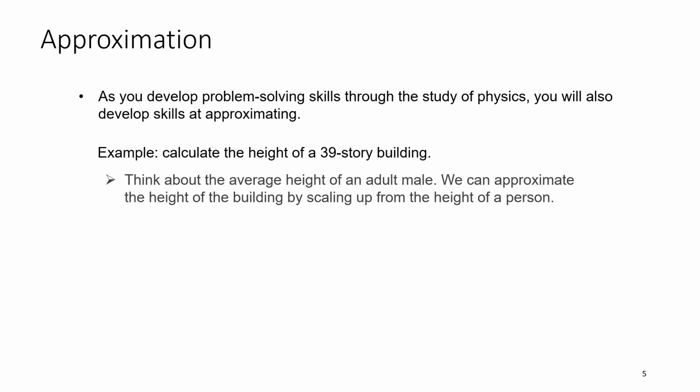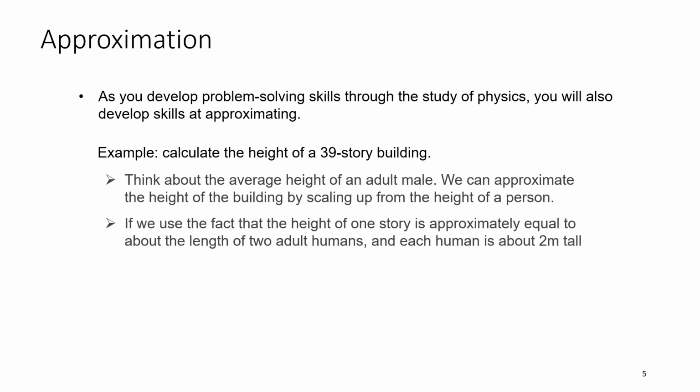If we use the fact that the height of one story is approximately equal to about the length of 2 adult humans, and each human is about 2 meters tall, then we can estimate the total length of the building to be 2 meters times 2 persons per story, that is 4 meters per story, times 39 stories, equals 156 meters.